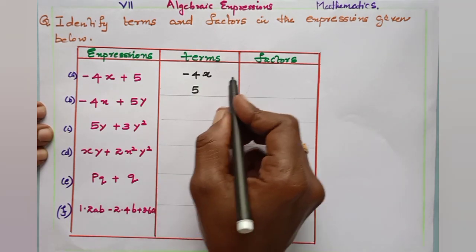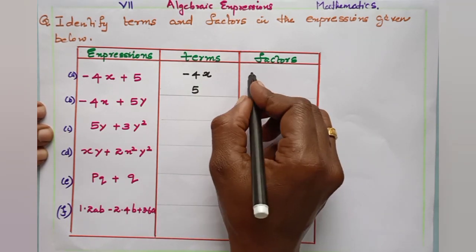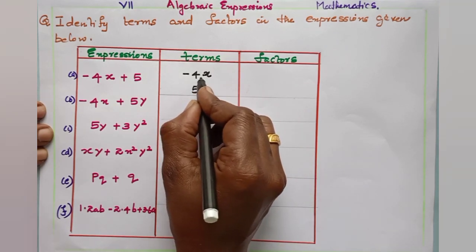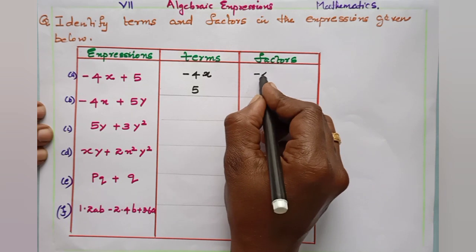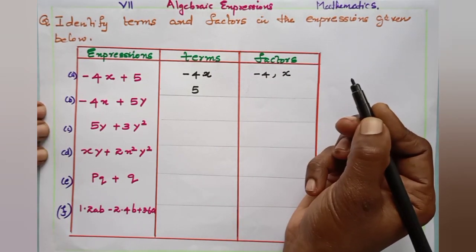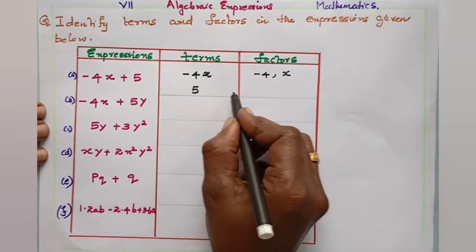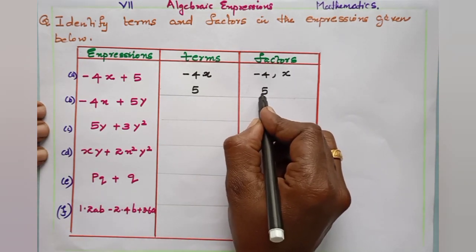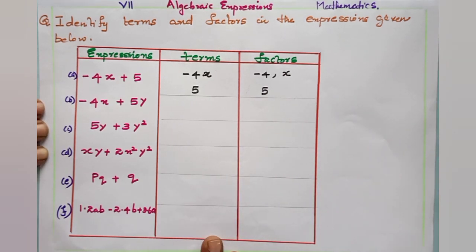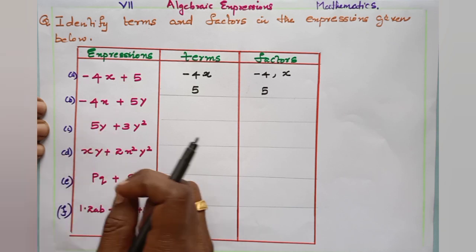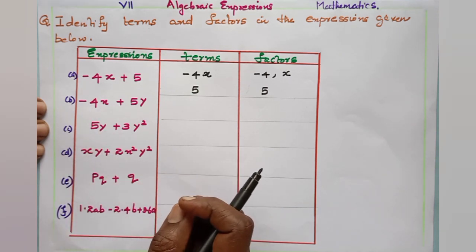Then, write the factors of minus 4x. Minus 4x is the product of minus 4 and x, so the factors are minus 4 and x. Okay. Then the factors of 5: we know 1 into 5 is 5, so the factors of 5 are 1 and 5. Okay. Then the next question is minus 4x plus 5y.